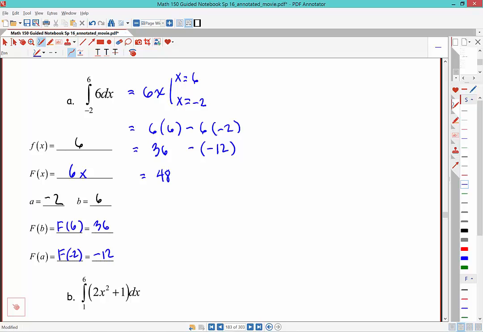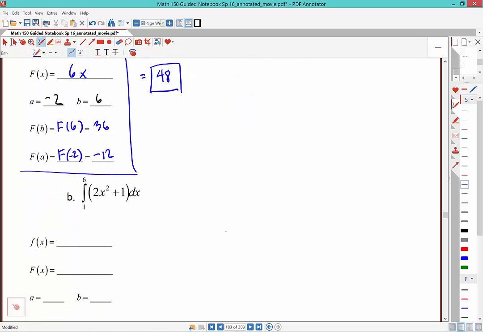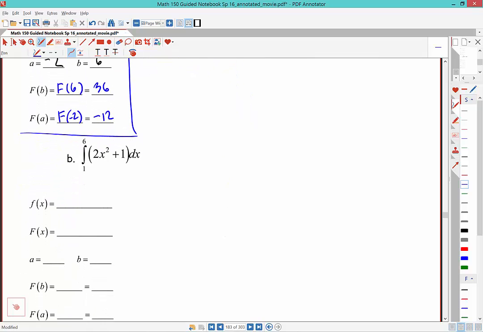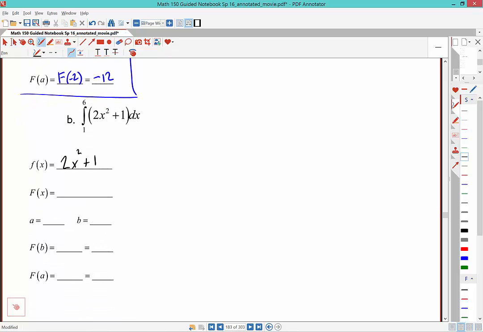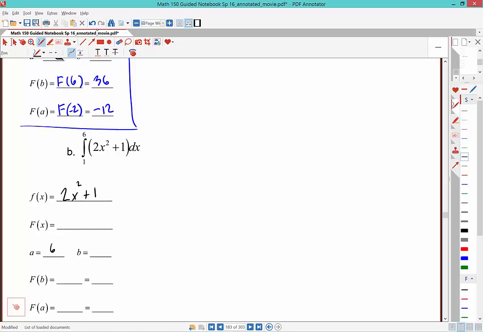All right, so next up, let's look at this one. And please feel free to pause the movie and trek along by yourself and see how you do. So this next one, the stuff we can fill out now: our function is 2x squared plus 1. And a is 6. My bad, a is 1. I should have probably switched those. And b is 6. So our F at b will be F at 6, and our F at a would be F at 1.